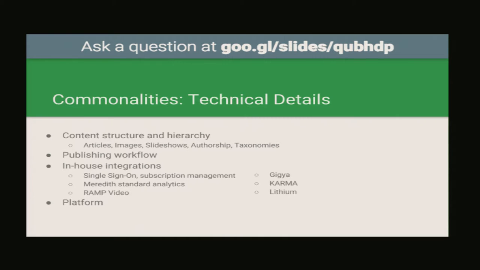We are part of Meredith Corporation, so there are lots of things that we had to have on the site that needed to be on both Wood and Ag. Karma is our ad serving system. We had Lithium for the forums and the community. We've got single sign-on, Google Analytics, Ramp is our OVP, Gigya for commenting and social sharing. So all those things need to be on both sites.